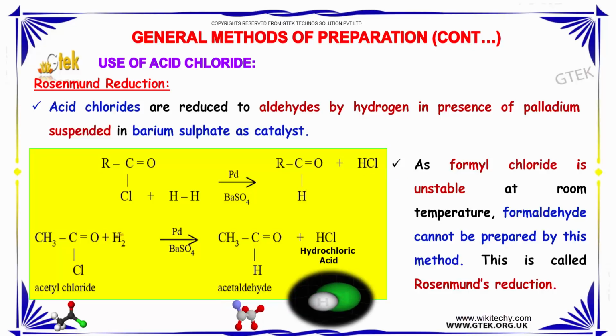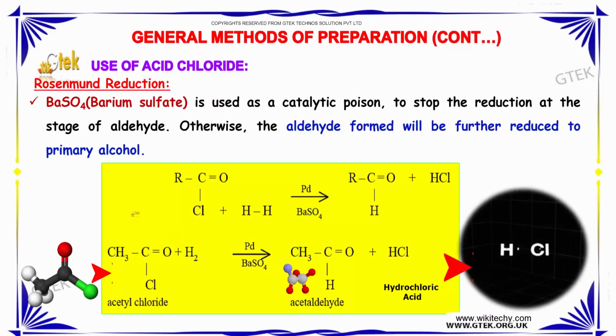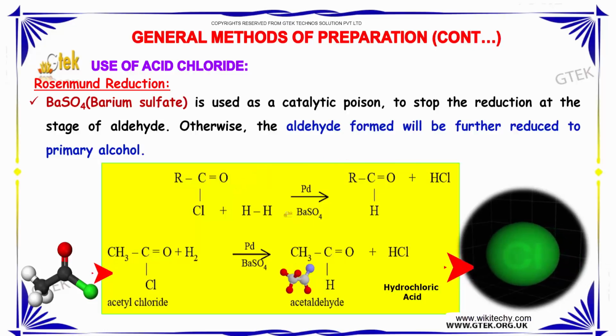Next, if we take acetyl chloride in the presence of palladium catalyst and barium sulfate, we obtain acetaldehyde and hydrochloric acid. Barium sulfate is used as a catalytic poison to stop the reduction at the stage of aldehyde. Otherwise, the aldehyde formed will be further reduced to the primary alcohol.